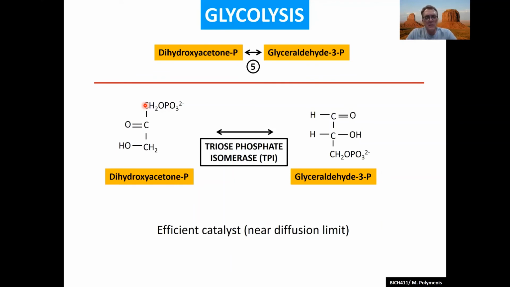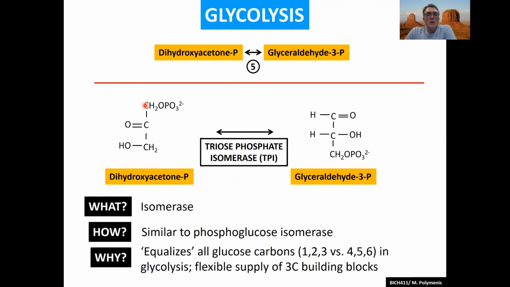It has a special interest for enzymologists. It's an extremely efficient catalyst. It operates at near diffusion limit. Basically, it will do it as quickly as the substrates can reach the enzyme through diffusion. It is similar to phosphoglucose isomerase when we isomerize glucose to fructose. It's exactly the same thing, so we're not going to deal with it again.